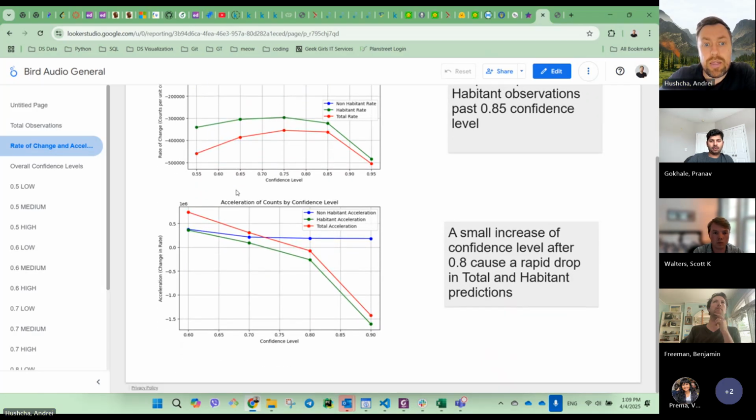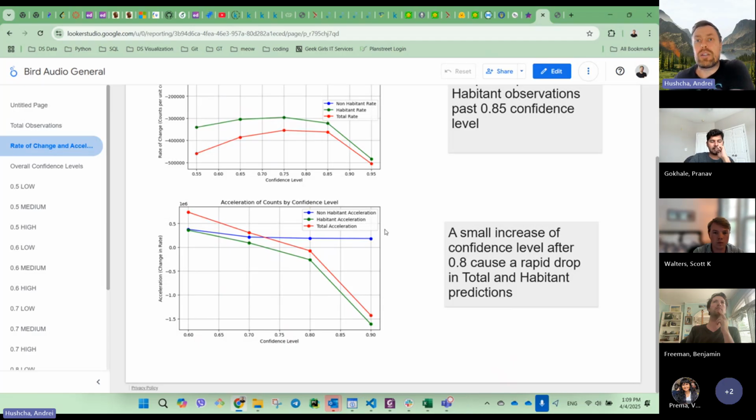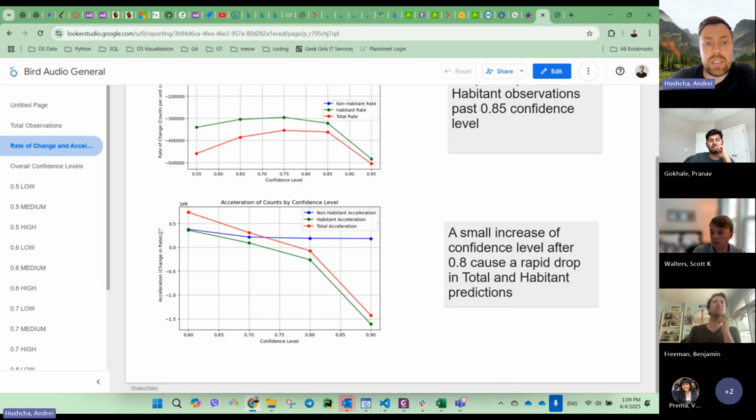And the second plot is the acceleration, so how the change is accelerating, the speed of change. And we see that in the case of non-habitant, no matter what the confidence level is, the speed of the change is almost the same. And it is positive, which means it is very slow. When the acceleration is negative, below zero, it means it's speeding up. And it speeds up after 0.8. So it means after 0.8, we are losing a lot of genuine data.